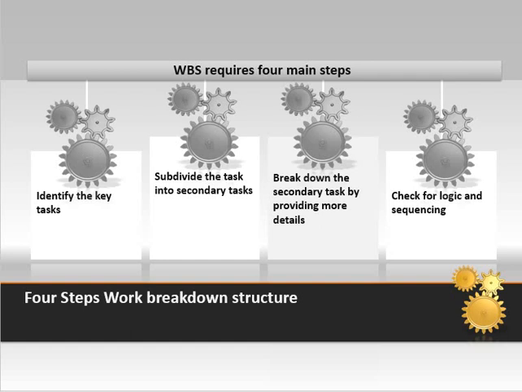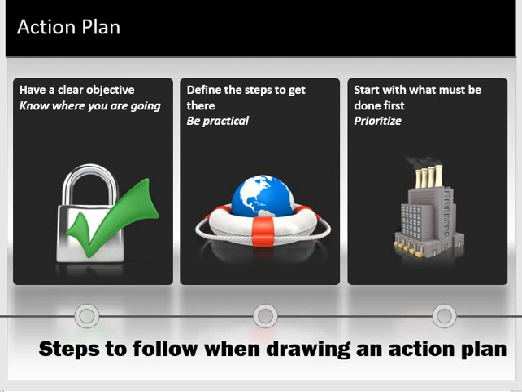From the work breakdown structure, you are now going to put it into what we call an action plan chart. For an action plan, you take the information that you've written in the WBS, and you ask yourself these questions. Is there a clear objective? Number 1 normally is, yes, we want to start our business. So you must know where you're going. The second thing is, are you defining the steps to get there? Are all the things you've put in your work breakdown schedule practical?